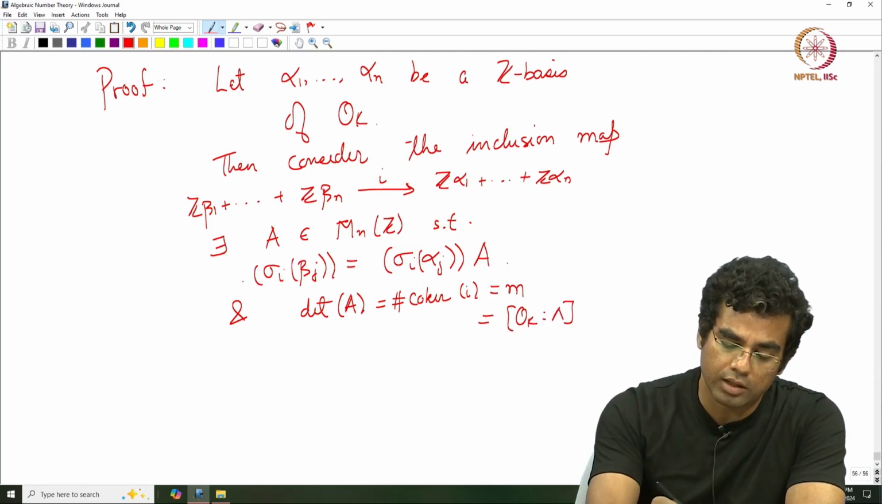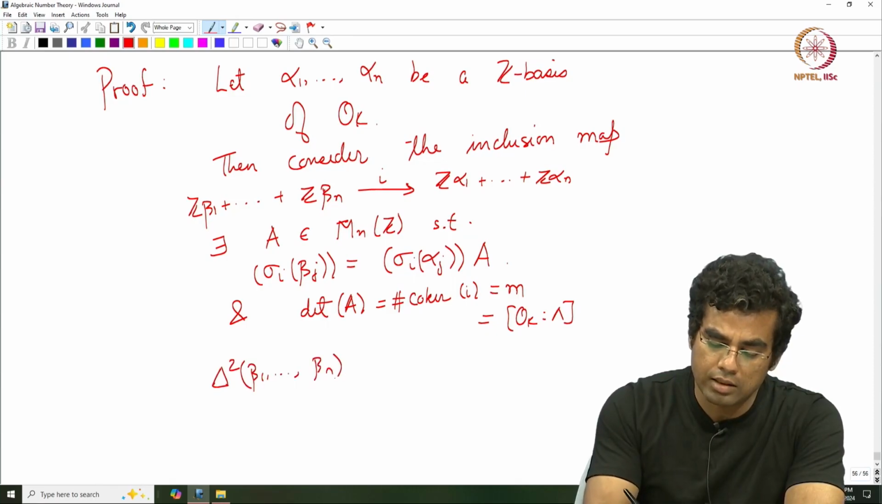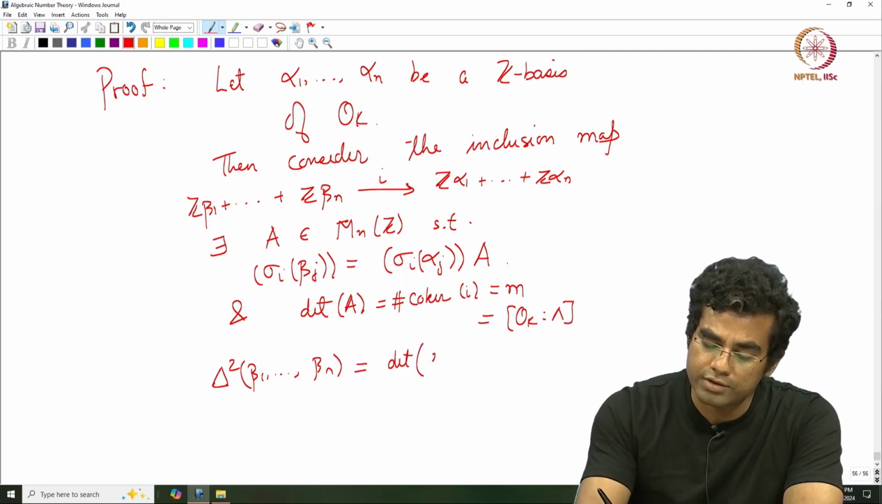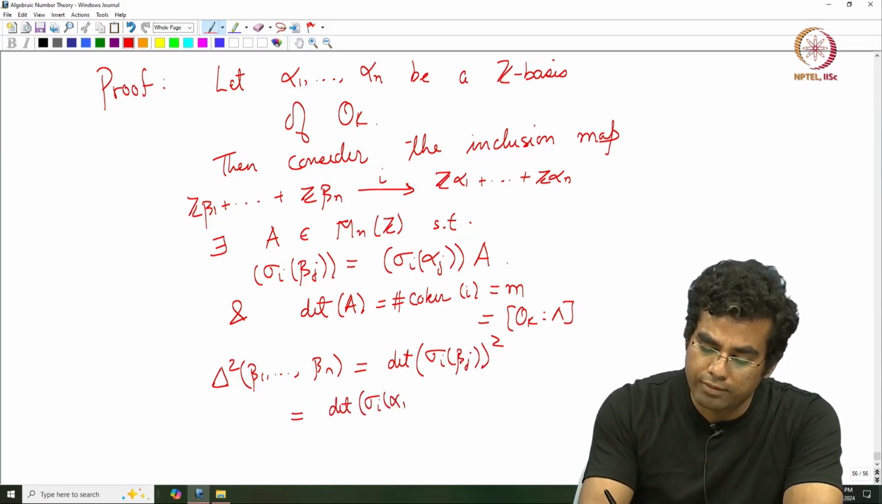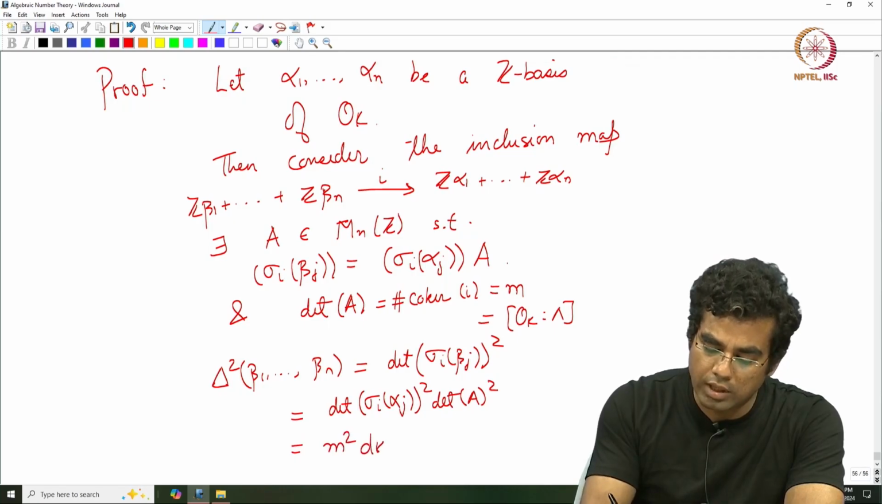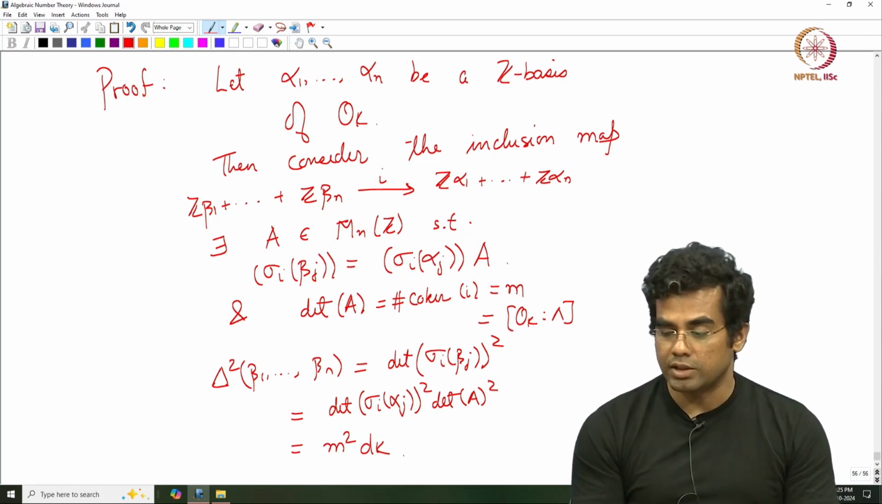And now if you just look at this, my delta squared of beta 1 up to beta n is equal to the determinant of sigma_i beta_j squared, which is equal to the determinant of sigma_i alpha_j squared times the determinant of A squared, which is m squared times d_K. So, we have proven this relation.